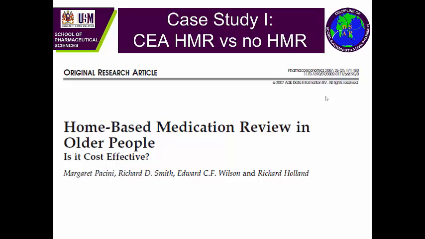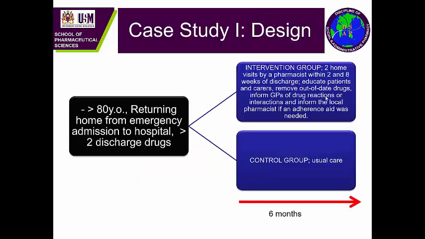This example is looking at the cost-effectiveness of home-based medication review in older people. What they are comparing in this study is a home-based medication review, which is a review by the pharmacist where they visit a high-risk patient at home in order to give an intervention so that we can improve or solve their drug-related problems. The comparator would be the usual care, where there is no home-based medication review.